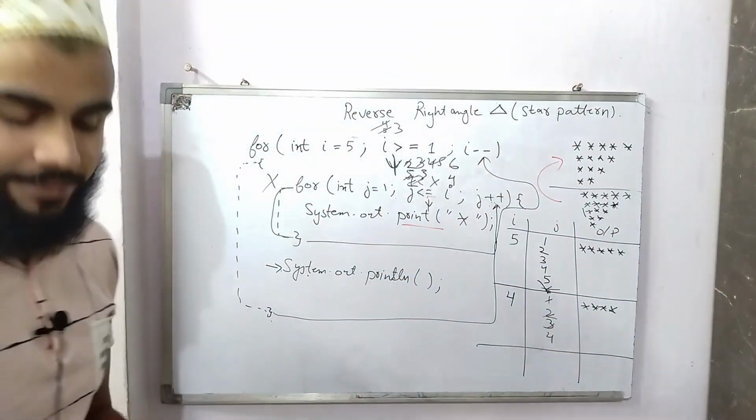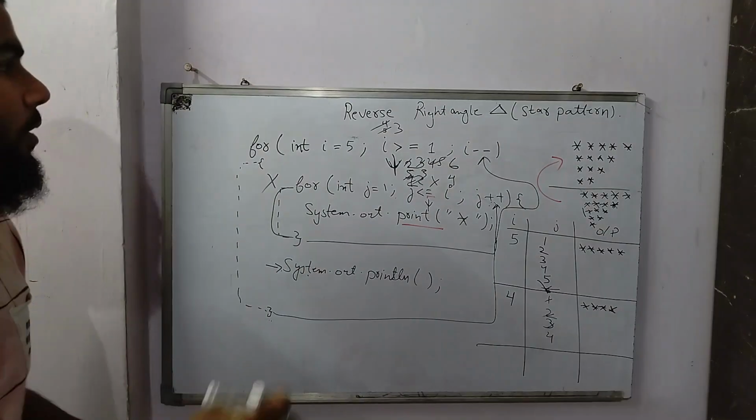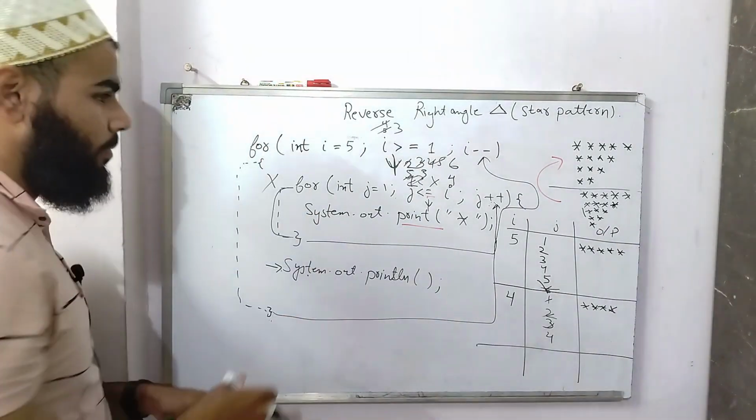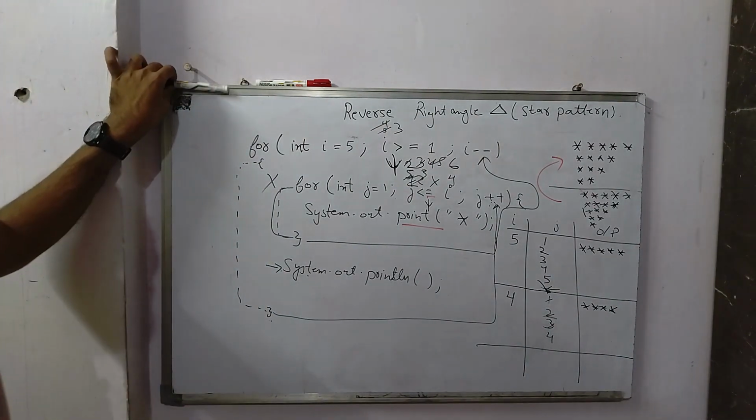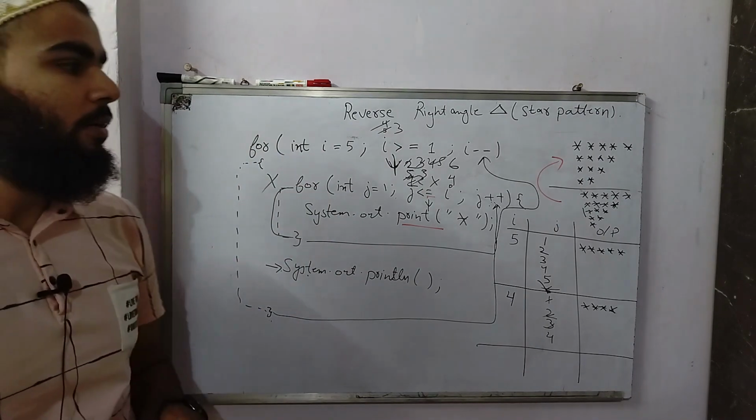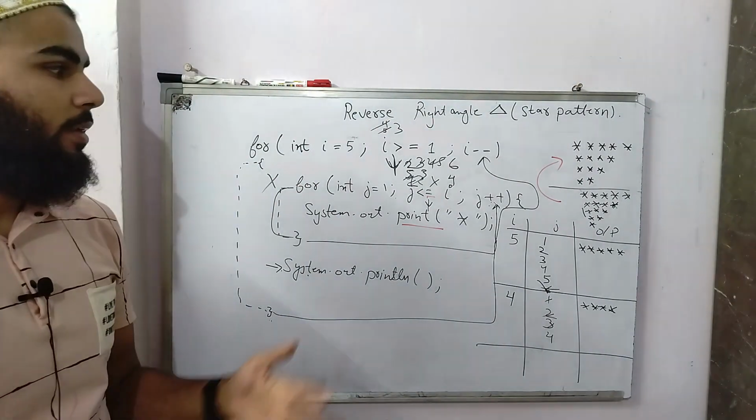That is the logic. Okay, I hope you understand. You code on your computer, right? If it's possible for me to make a separate video about coding, I will do that for sure for you. So that was all the concept of how we can make a reverse right angle triangle, and that was all about it.